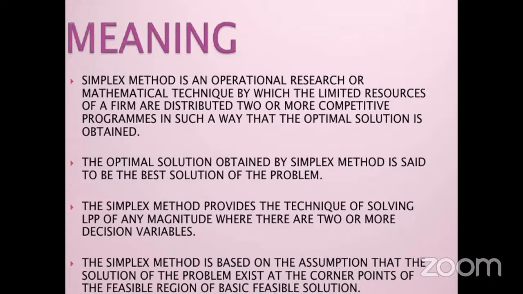Two or more variables are there, then you need to apply simplex method only. The simplex method is based on the assumption that the solution of the problem exists at the corner points of the feasible region of basic feasible solution. The corner points, that means exactly the points where we are having our objective.